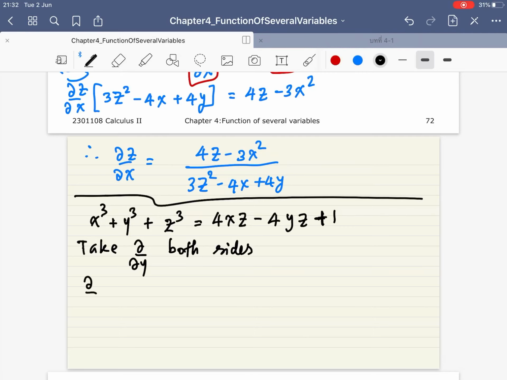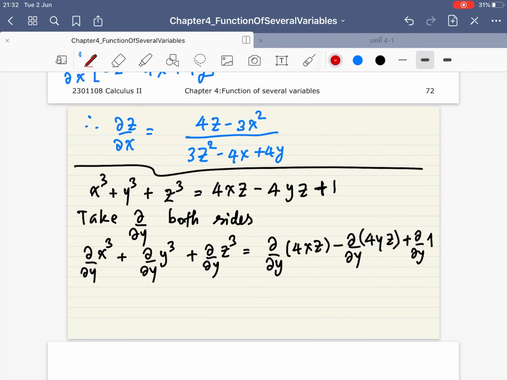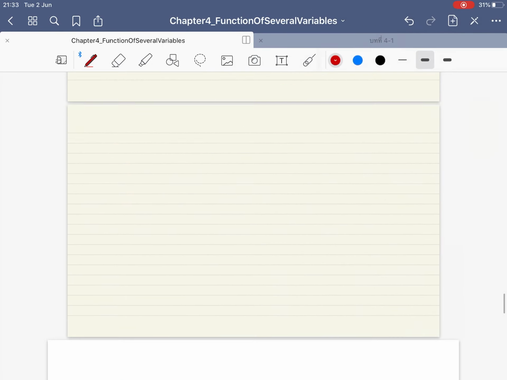Okay, so the first term becomes d by dy of x cubed, d by dy of y cubed, and d by dy of z cubed, equals, on the right hand side, d by dy of 4xz, d by dy of 4yz, and then d by dy of 1. Okay, and don't forget that the z here and there have y hidden in them. Right now we concentrate on y because the derivative that we want is the one with respect to y.